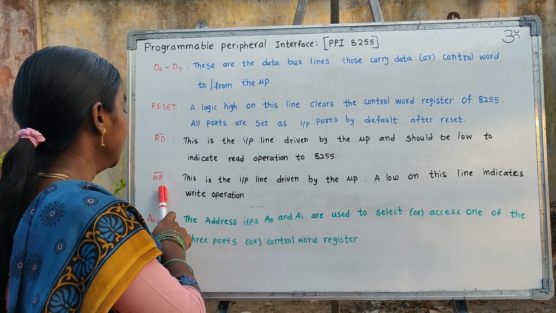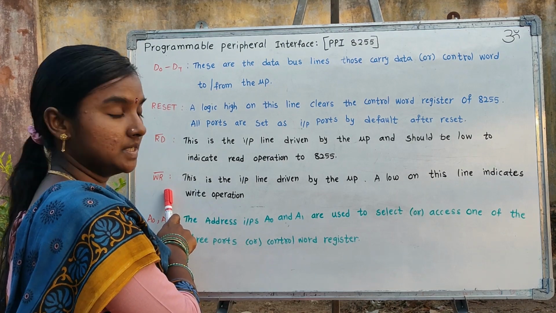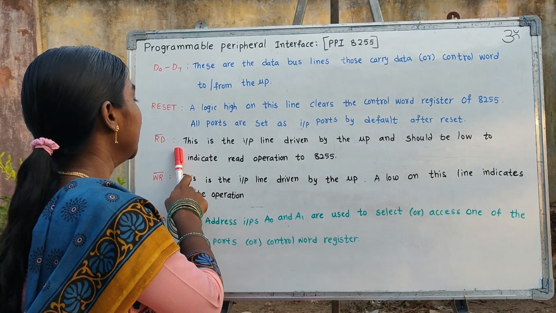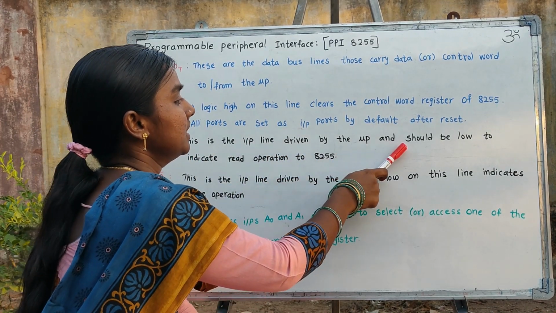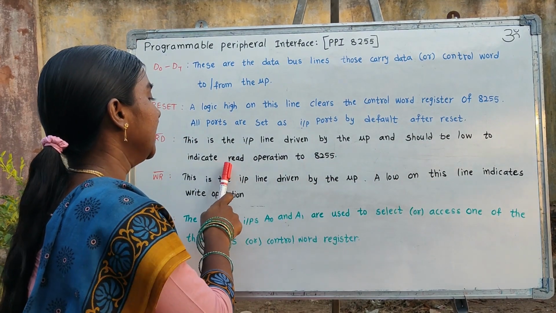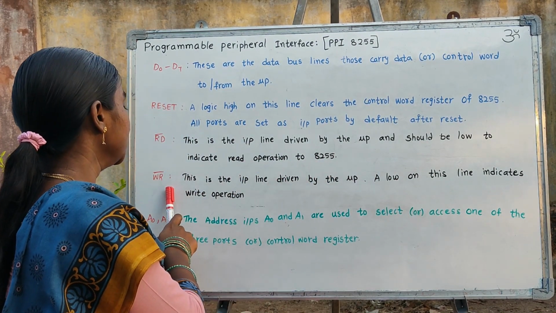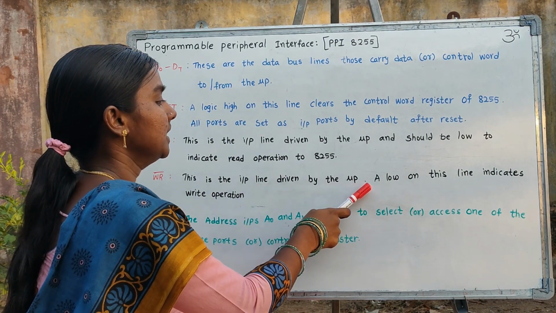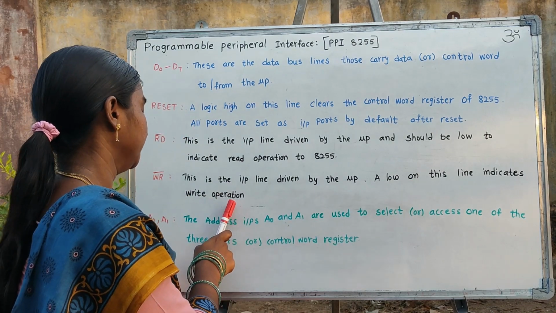Read pin and write pin. These 2 pins are active low pins. This is the input line driven by the microprocessor and should be low to indicate a read operation to 8255. The write pin is also an input line driven by the microprocessor. Low on this line indicates a write operation.